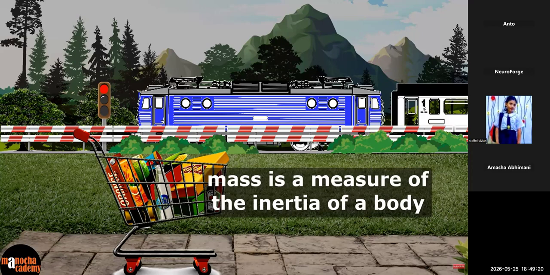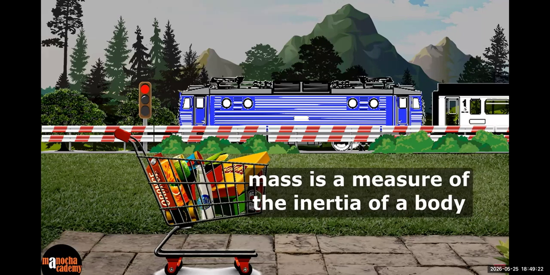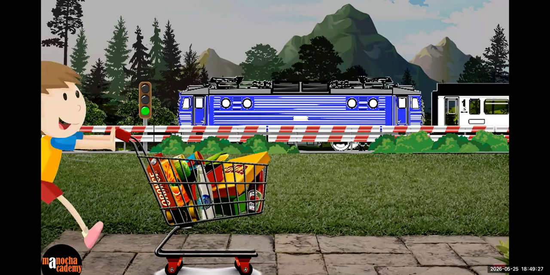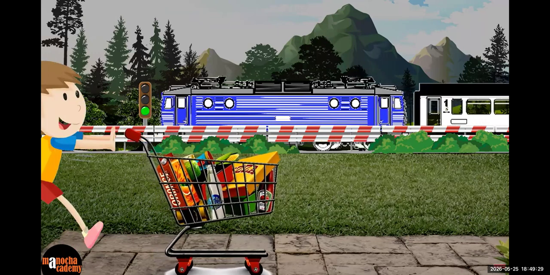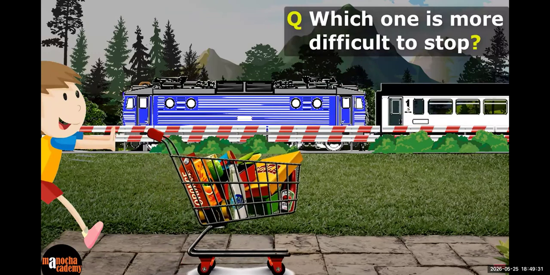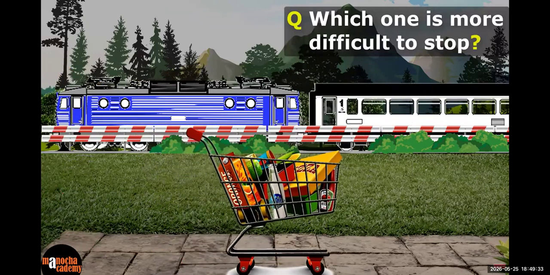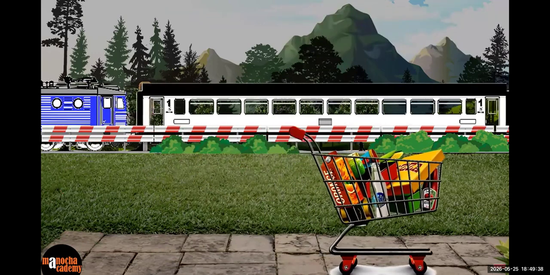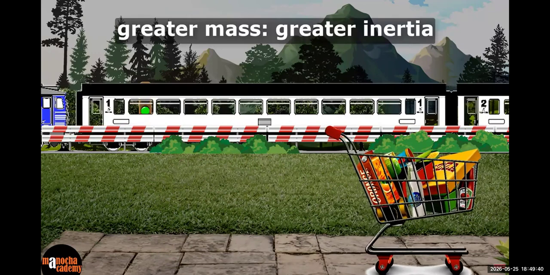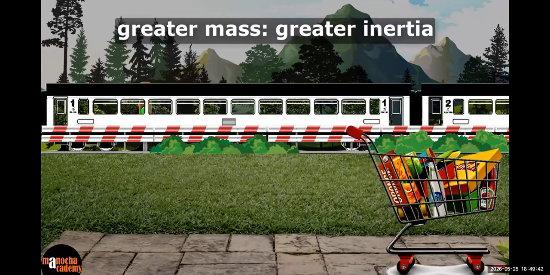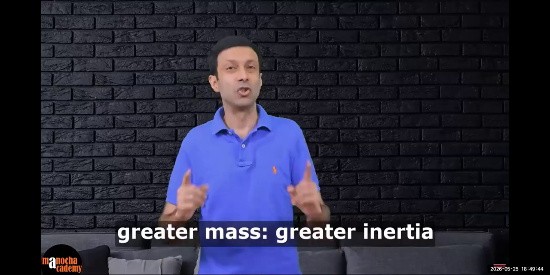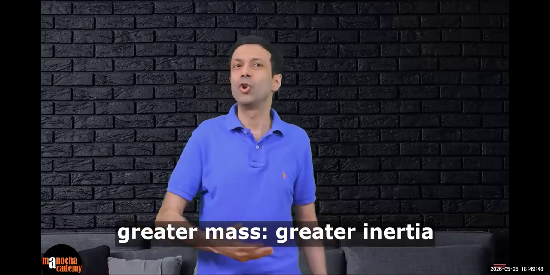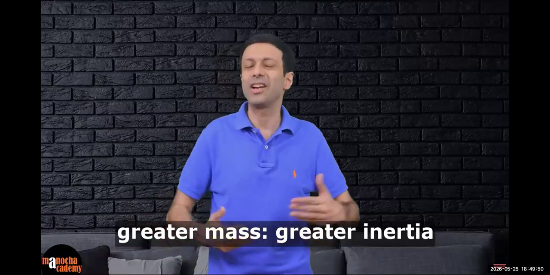And the same also applies if both the shopping cart and the train are moving. Let's say they are moving at the same speed. Which one do you think is more difficult to stop? The shopping cart or the train? Again, the answer is the train, right? You don't want to be standing in front of a moving train because it has greater mass. So it has greater inertia of motion. So remember, greater the mass, greater will be the inertia, whether you talk about inertia of rest or inertia of motion.